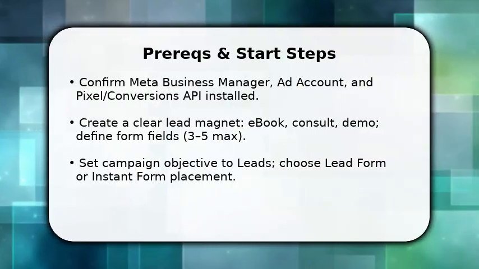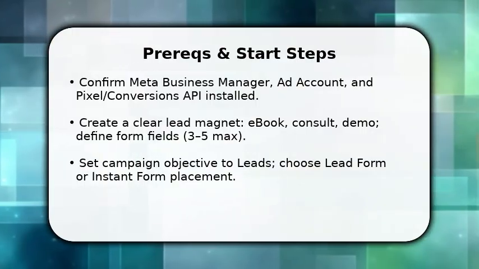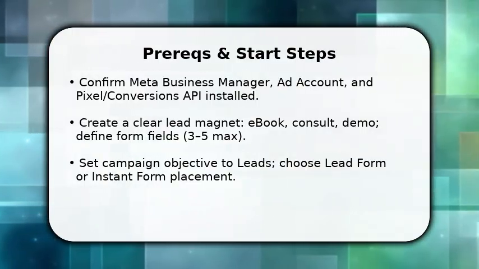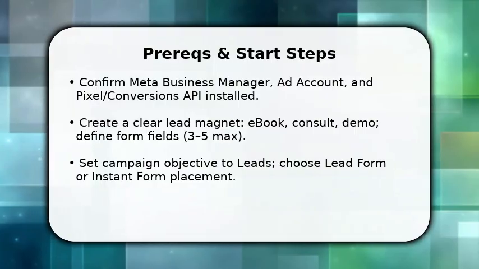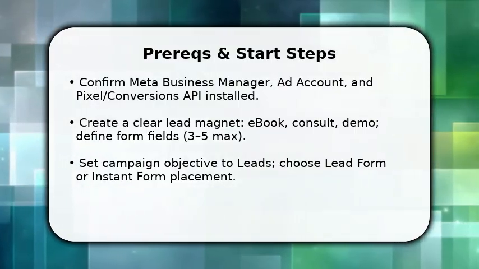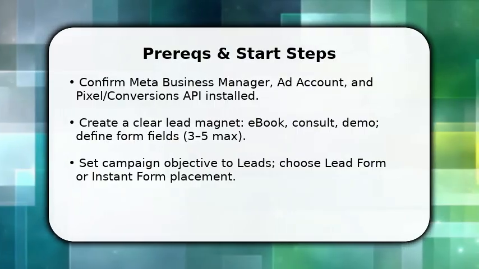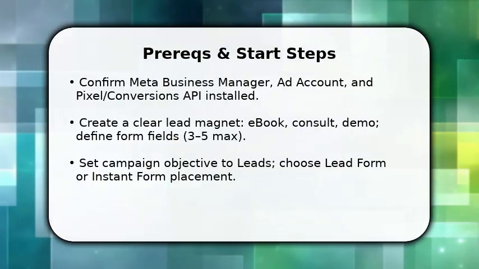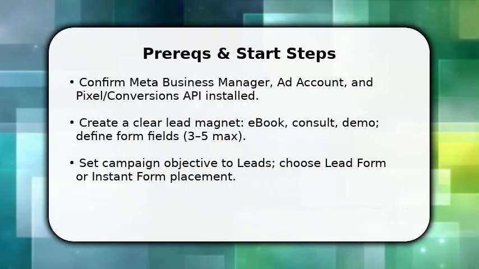You already need a Business Manager, an ad account, and a Pixel or Conversions API. Once set, create your offer and tight lead form. Start by naming a campaign with the lead's objective and select the ad account and page you'll run from. Then choose placements, but make sure automatic placements are okay to start.